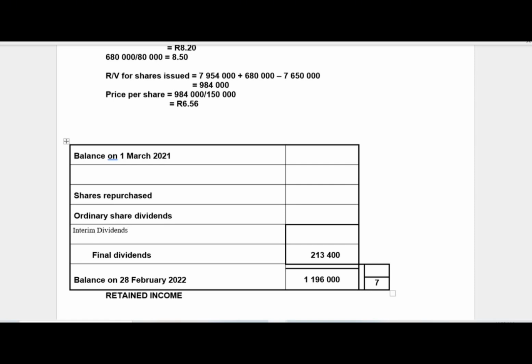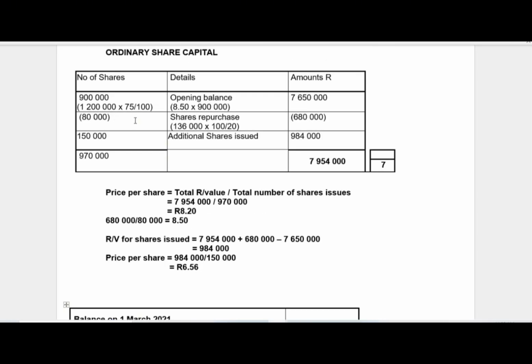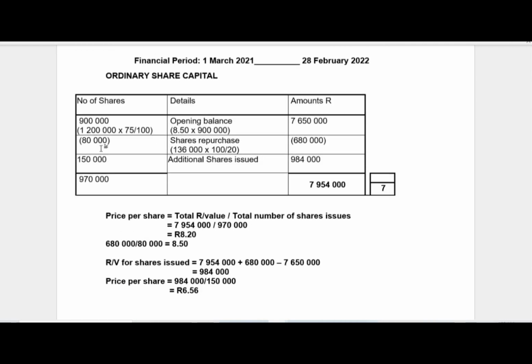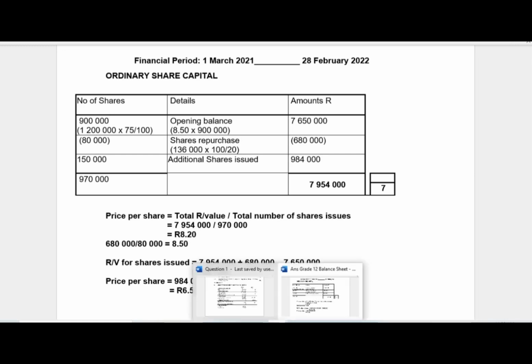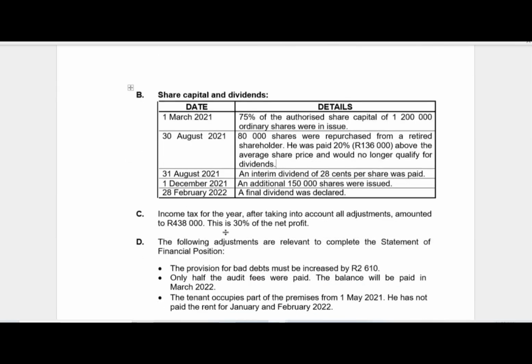So for interim dividends, we are going to take the number of shares that were available when they paid the interim dividends. We're going to check the number of shares that were there. Let's check the question: when did they pay the interim dividends? The interim dividends were paid on the 31st of August, 2021. That was before the additional issue.